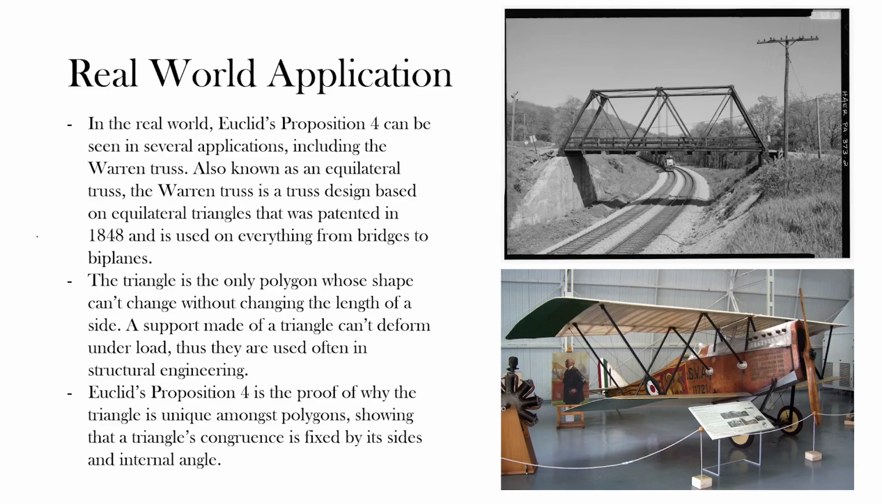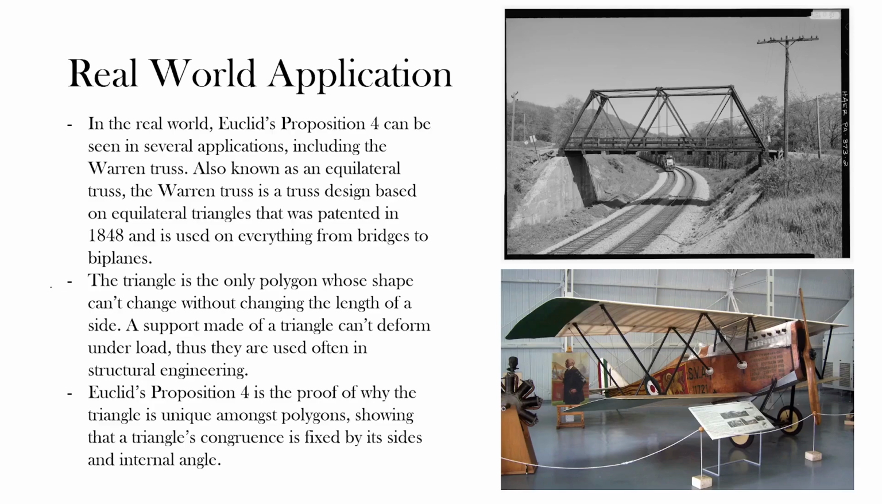It's also known as the equilateral truss, and it's a truss design that's based on equilateral triangles, and it was patented in 1848. It's used on everything from bridges to biplanes, and a truss is a structural support used to save weight and redistribute it. So as you can see, it's useful here for a bridge to help suspend the bridge over this railway track. It's also useful to help support the two parts of the wings of a biplane.